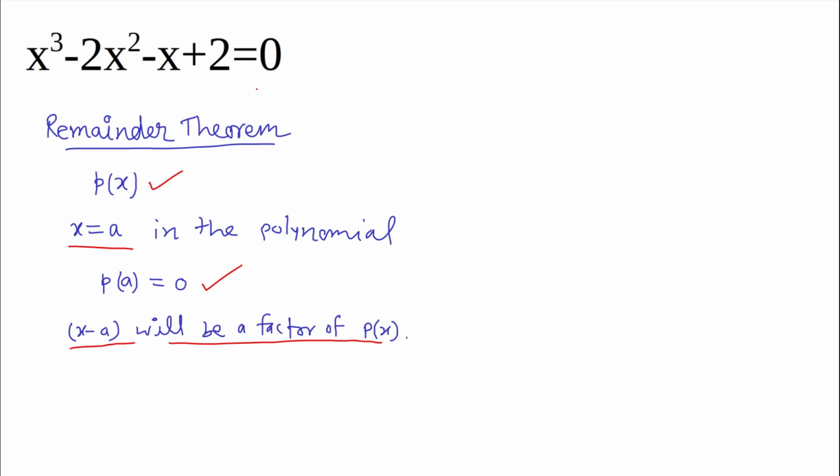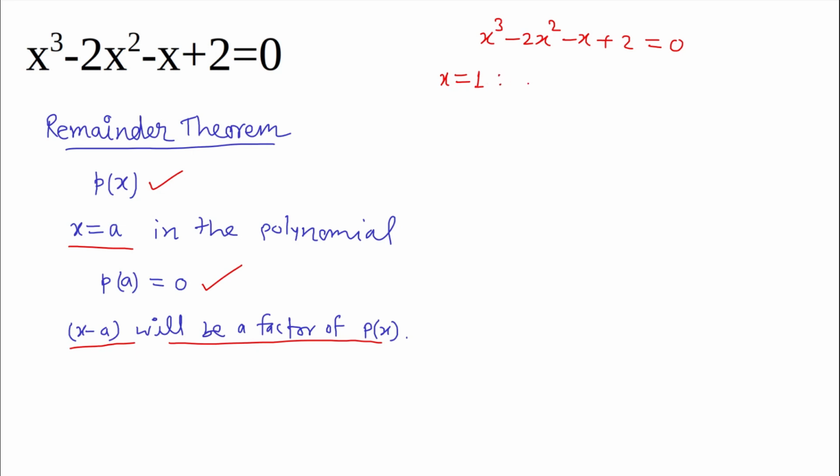So let us start and see how we can factorize this cubic equation given here. The given equation is x cube minus 2x square minus x plus 2 is equal to 0. We start with some integers initially and check if that value makes the polynomial 0. So let's try first with x equal to 1.